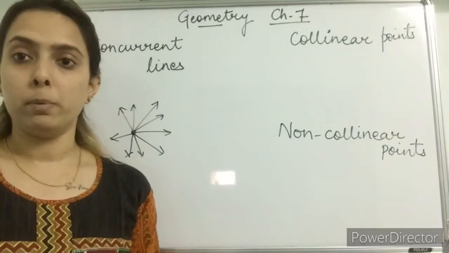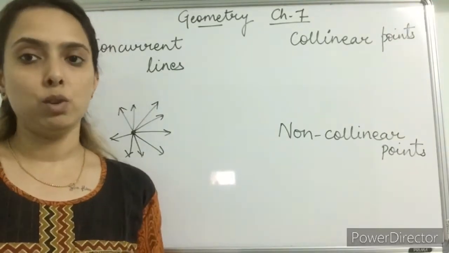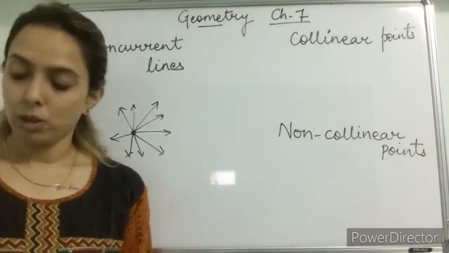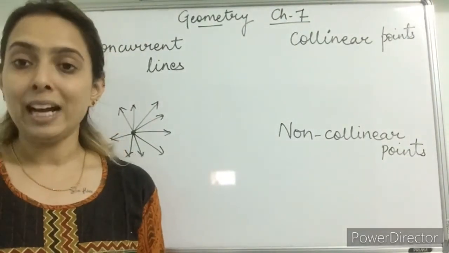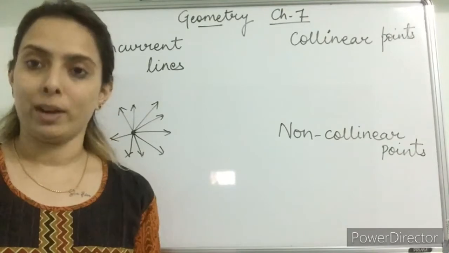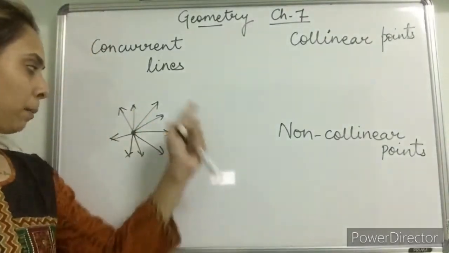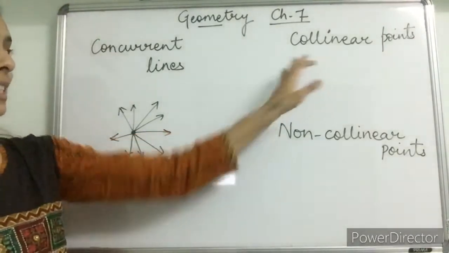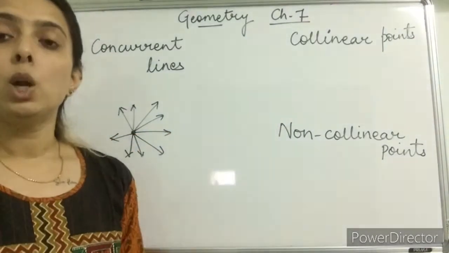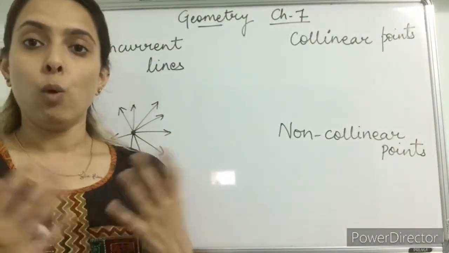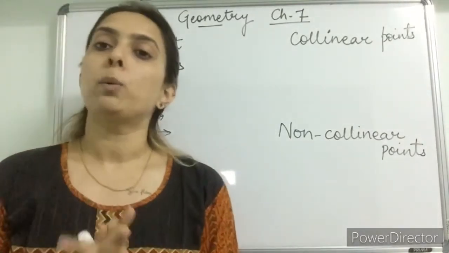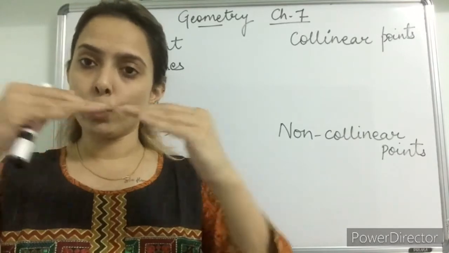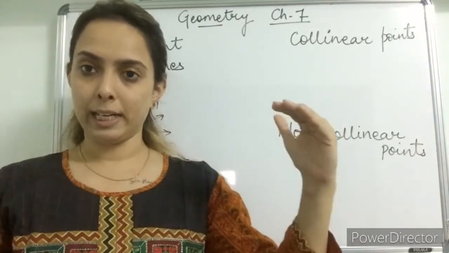So you have to remember what information is given to us. So all these lines are known as concurrent lines. Lines that pass through the same point are known as concurrent lines. Next is collinear points. What are collinear points? Collinear points are those points which come in a straight path, in a straight line.